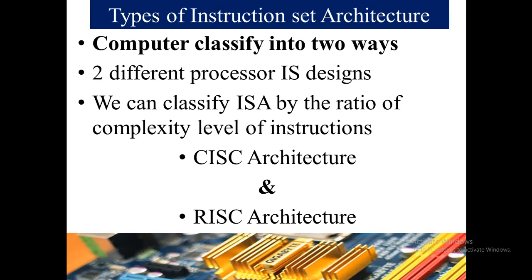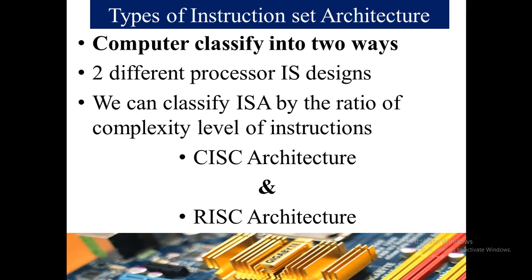As the name suggests, complex instruction set computer architecture indicates that it has complex instructions to perform complex operations. On the other hand, RISC, that stands for Reduced Instruction Set Computer, has a complexity level that is reduced as compared to the CISC.